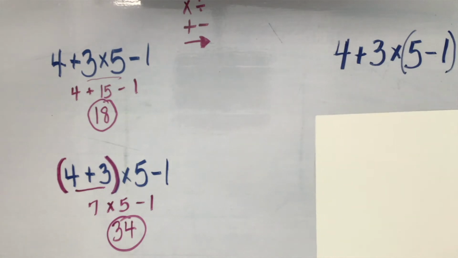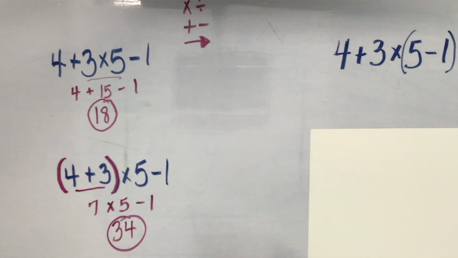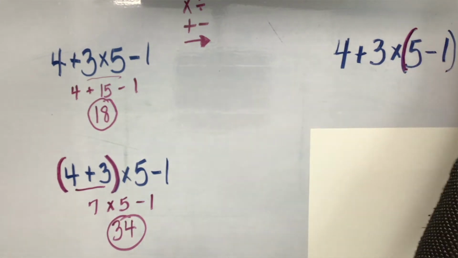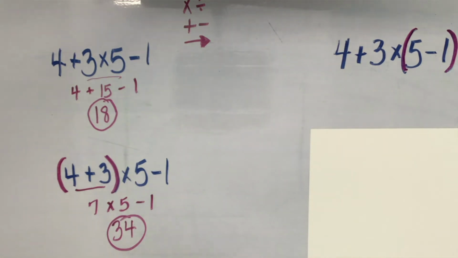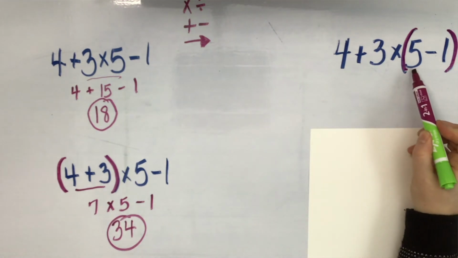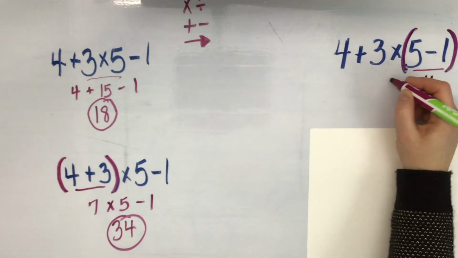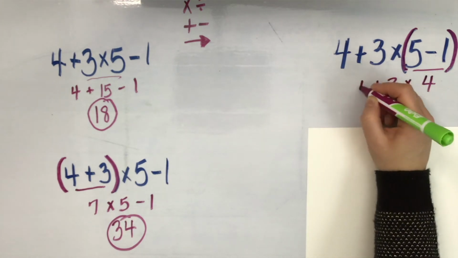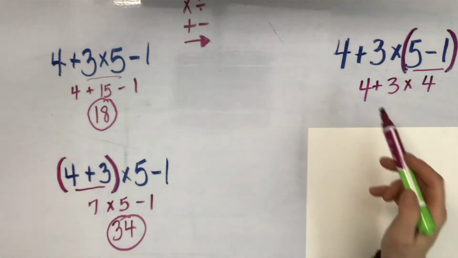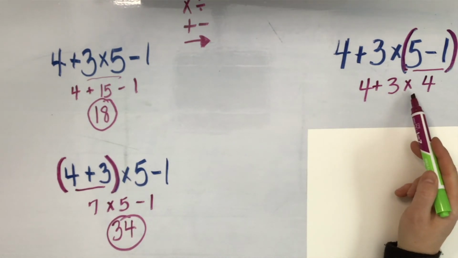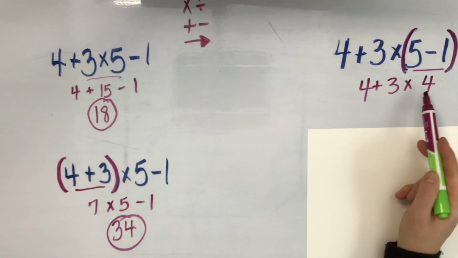Let's see how brackets can really change it again. So again, I have the same numbers, I have the same operations, but I have placed a set of brackets around the last two numbers this time. So I have to do my subtraction first. 5 minus 1 is 4, and that leaves me with this. I have an addition and a multiplication. I have to multiply first because it's more powerful. 3 times 4 is 12, plus 4 is 16.